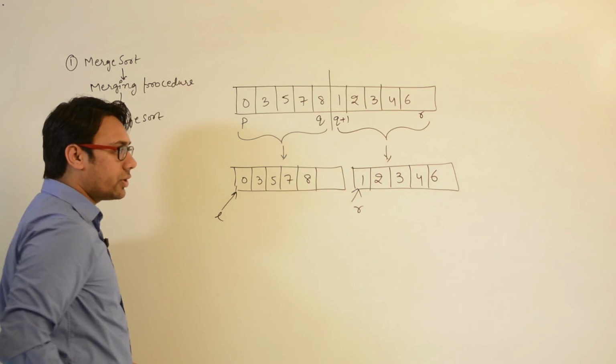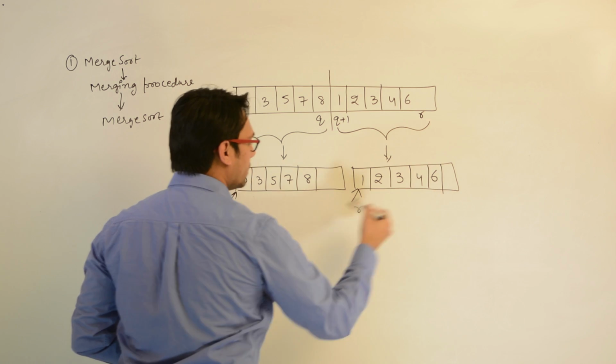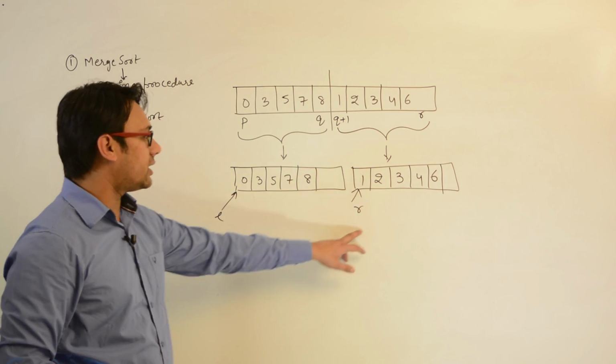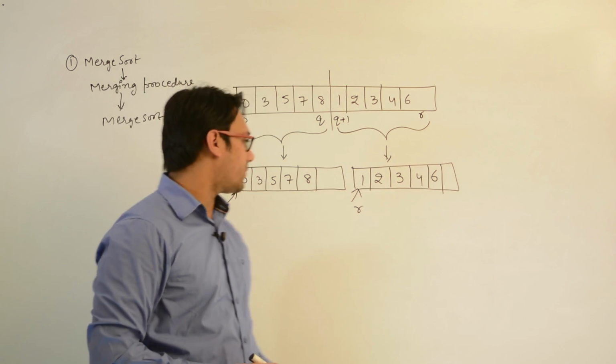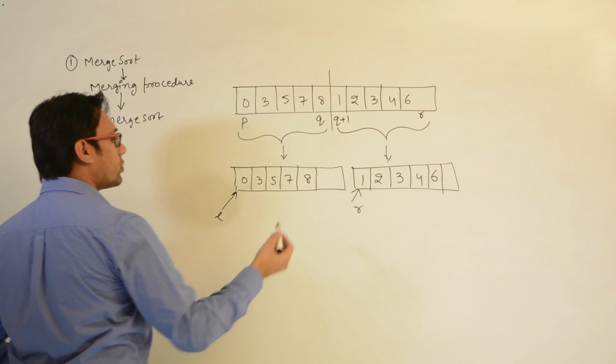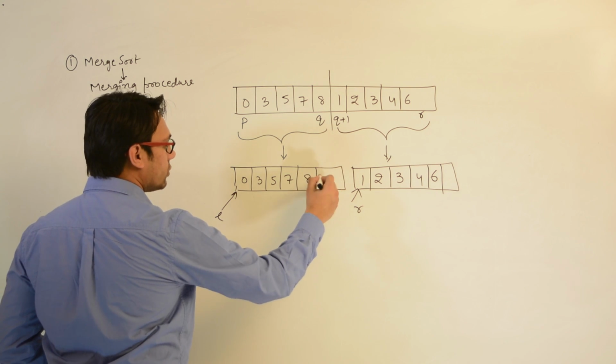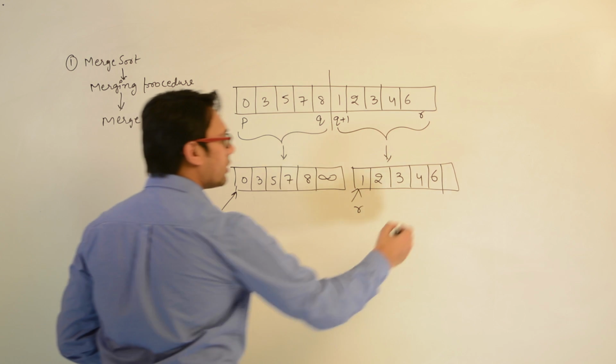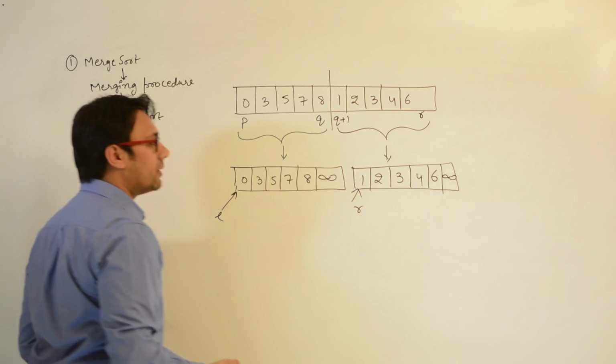Now in this array we are going to use one extra space, and here also we are going to use one extra space. In this extra space we are going to store some very big number. Assume that number is tending to infinity. Here also we are going to store a very big number.